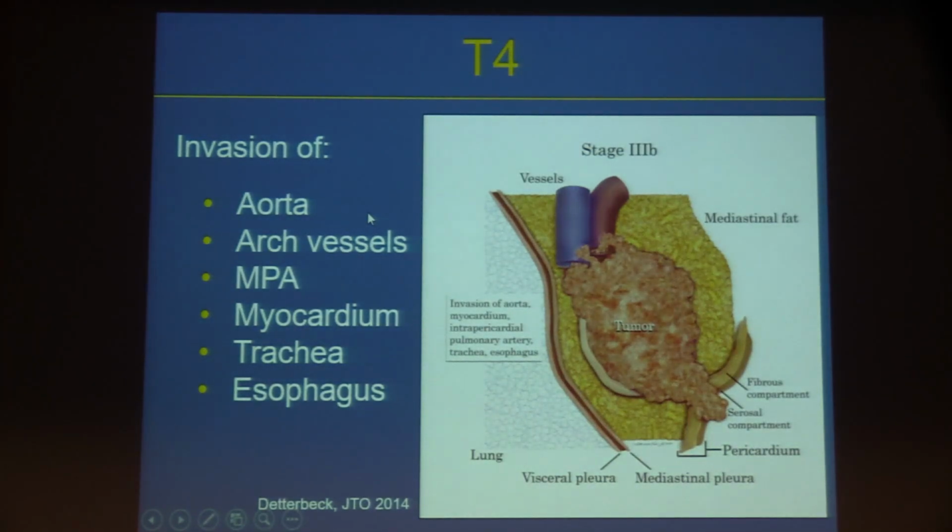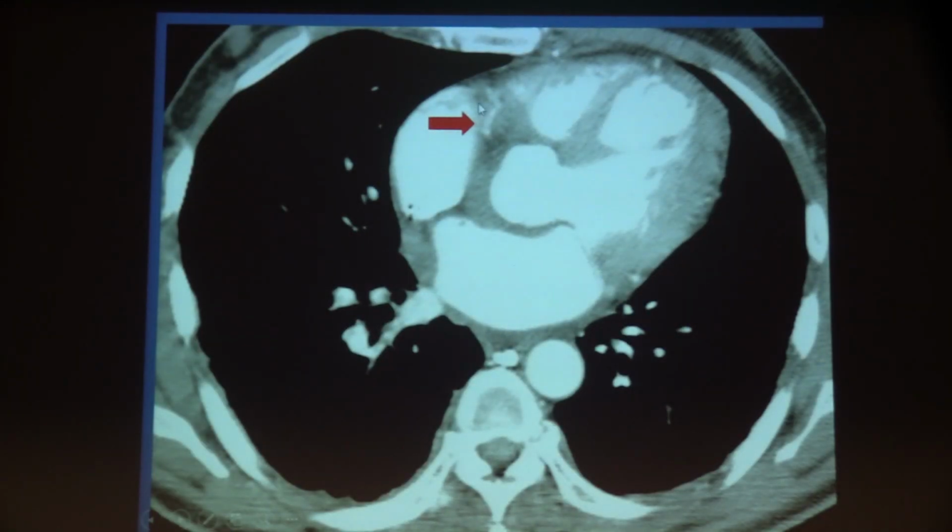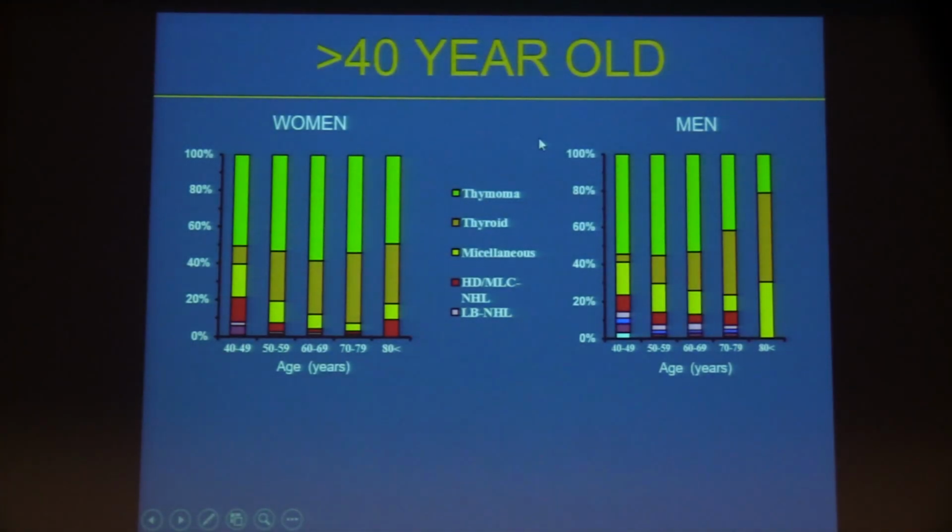Next are the patients that do not go to surgery. We have to comment on this. We have to look for invasion to structures which will make the patient not operable, such as the aorta, the myocardium, as we saw in the other case I showed you, the main pulmonary artery, the trachea, the esophagus. And this is just an example. There was a tumor higher up, and you can see that the fat around the right coronary artery is infiltrated. So this patient was a non-surgical candidate.